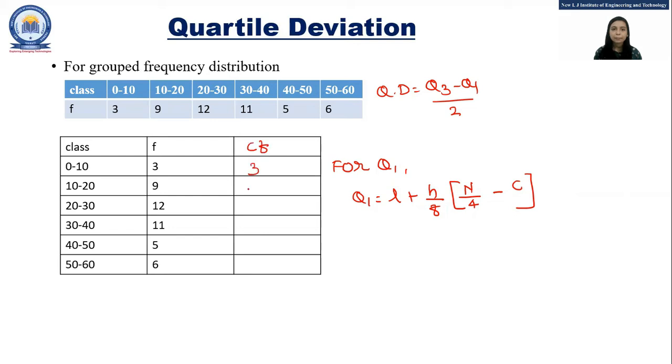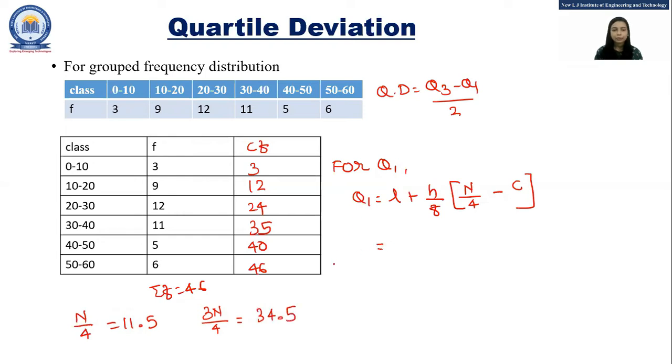So that is 3 plus 9, that is equal to 12. 12 plus 12, 24, 35, 40, and 46. So sigma f is equal to 46 and N by 4 is equal to 11.5. Similarly, you will require the 3N by 4 to decide the Q3 class. So I'm calculating the 3N by 4, that is equal to 34.5.